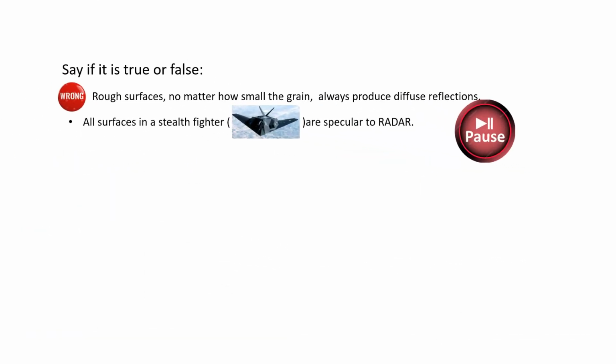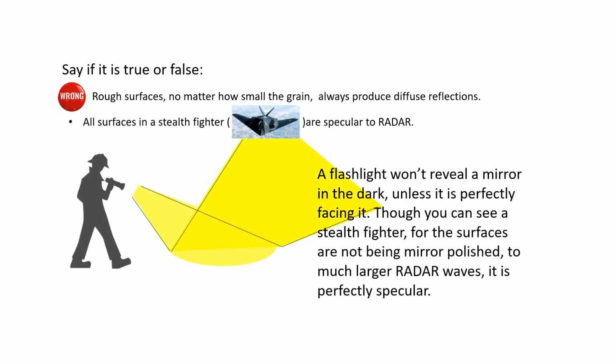All surfaces in a stealth fighter are specular to radar. A flashlight won't reveal a mirror in the dark unless it's perfectly facing it. Though you can see a stealth fighter for the surface not being mirror polished. To much larger radar waves, it is perfectly specular.